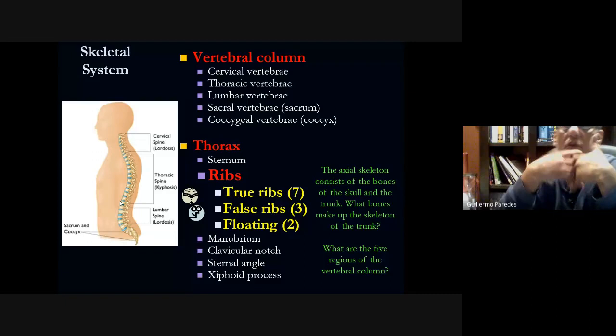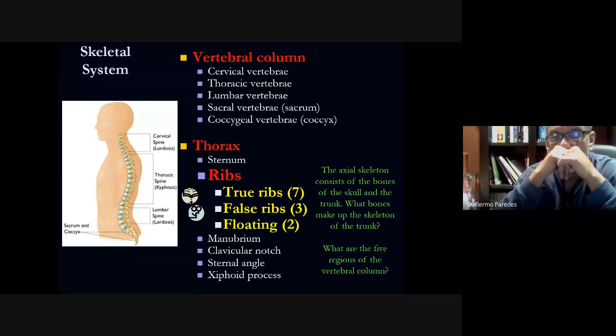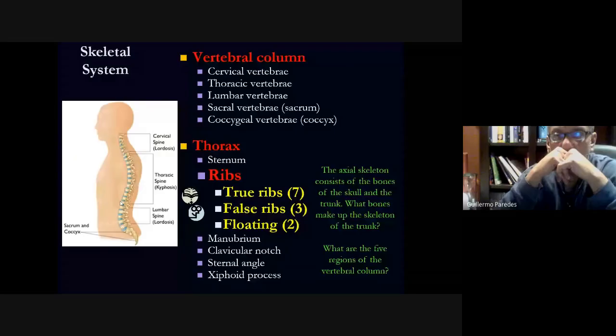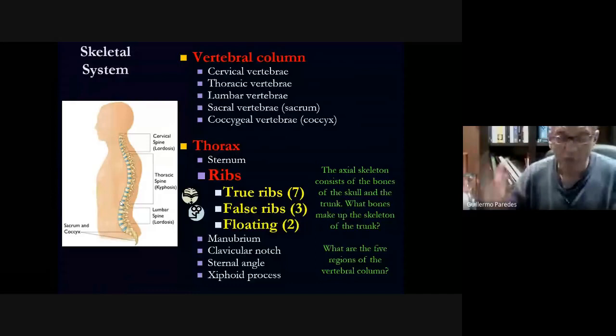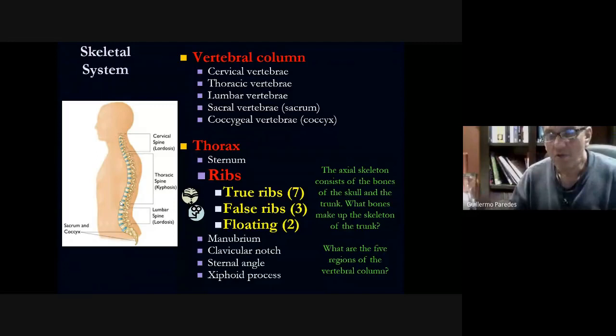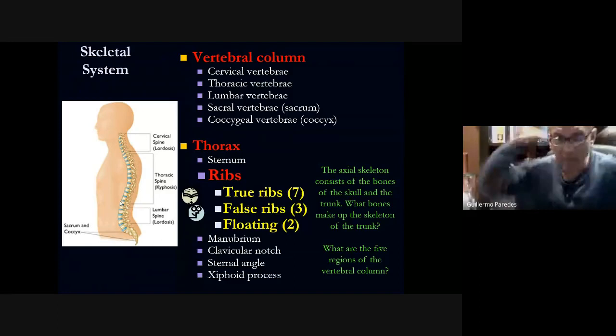Okay, so how many vertebras we have in the thoracic portion? 12. How many ribs we have? How many pairs of ribs? 12. 12, right? I said we have 12 pairs of ribs. And we have 12 thoracic vertebras. Yes or no? Yes. So that is not a coincidence. So for every vertebra, you have a pair of ribs attached to the vertebra. So if we have 12 thoracic vertebra, the 12 thoracic vertebra are going to attach posteriorly to the ribs directly. You okay with that? Yes.